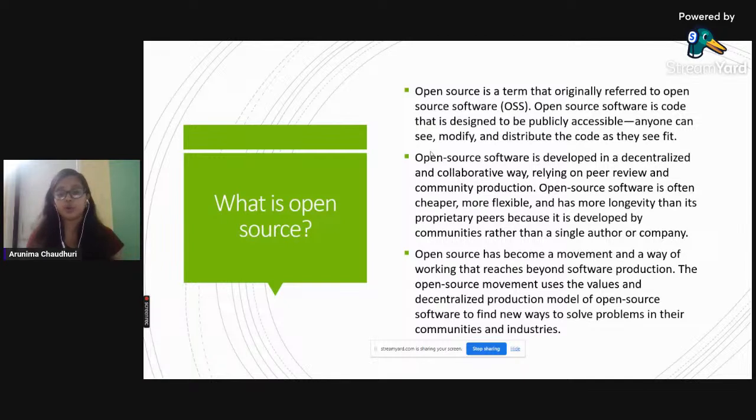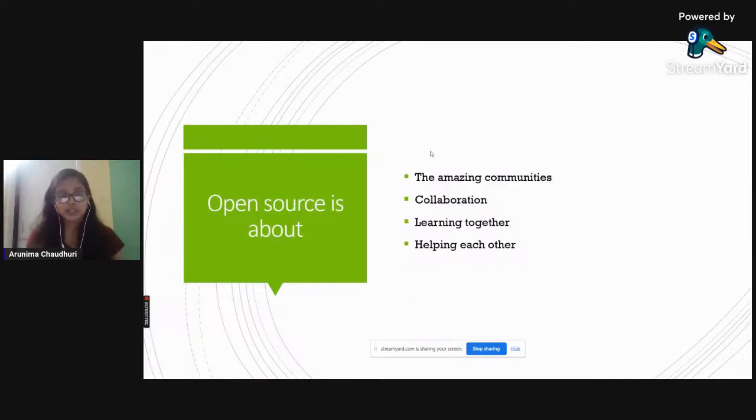Now, let's move on. It is very important to understand that open source is all about the communities. It is about collaboration, learning together, and helping each other. It is not just coding. About 80% of it is collaboration and engaging with the community, and maybe 20% is coding.